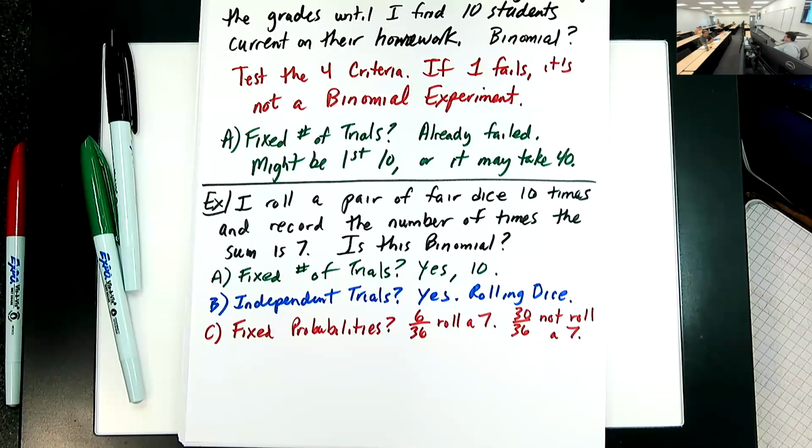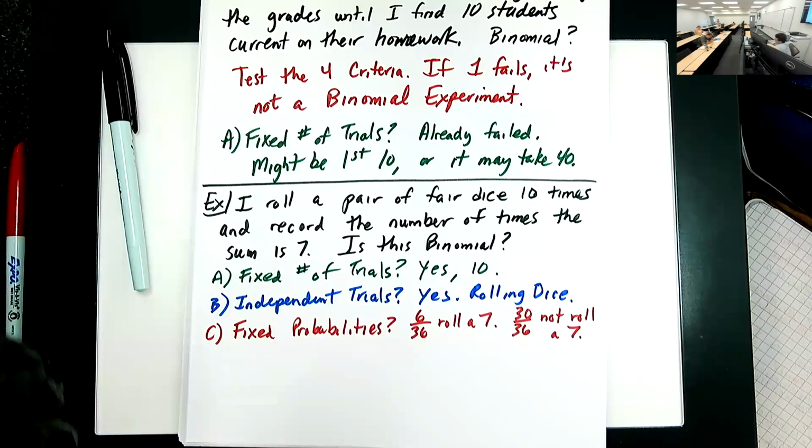Yeah, there's multiple ways to make a 7. Right. There are fewer ways to make a 7 than there are to not make a 7. But we're only recording the number of 7s rolled, and we just need that probability to not change. There are 6 different ways.